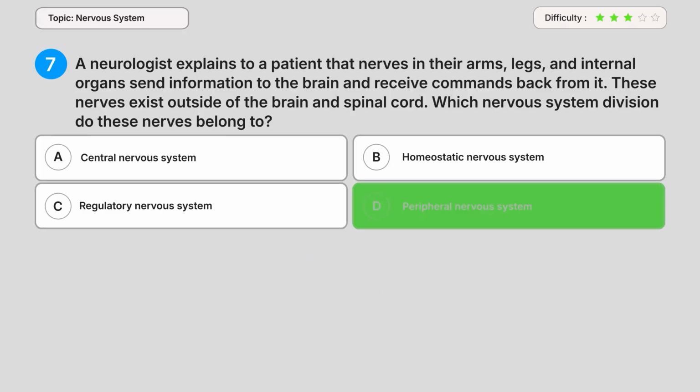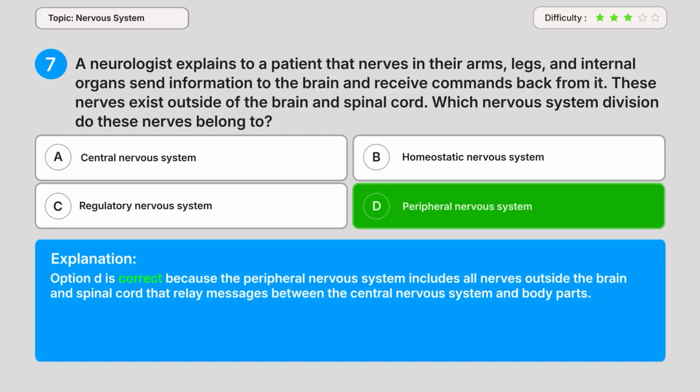Correct answer, D. Peripheral nervous system. Explanation. Option D is correct because the peripheral nervous system includes all nerves outside the brain and spinal cord that relay messages between the central nervous system and body parts.